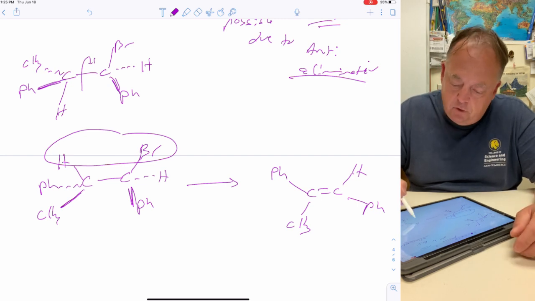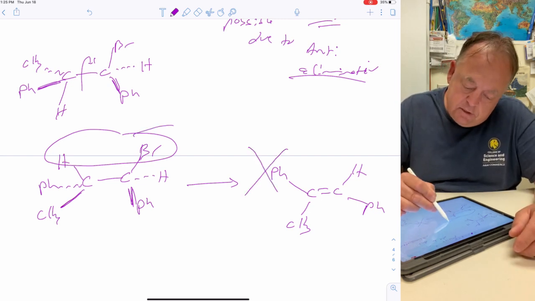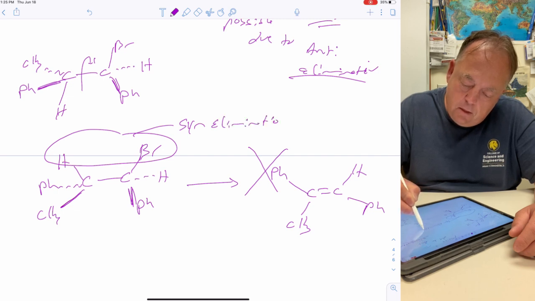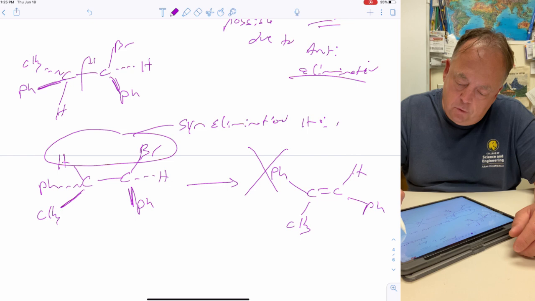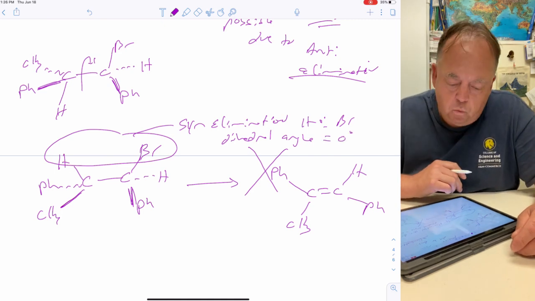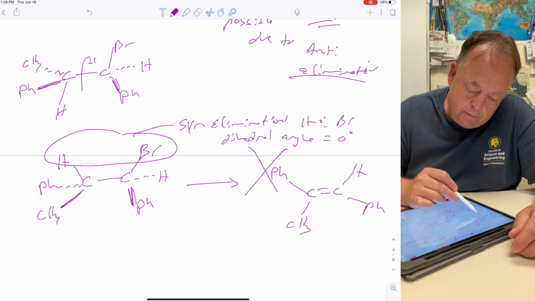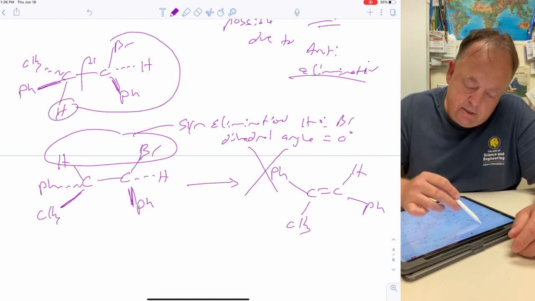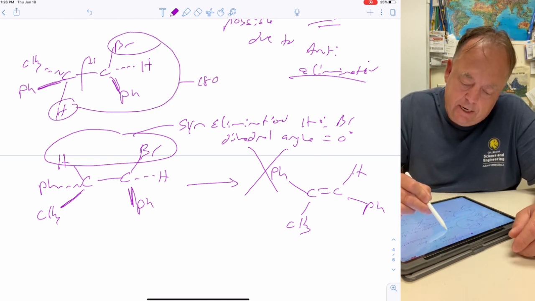that, the trans isomer, but this is not possible because this is what's known as a syn elimination. Right, with the H and bromine dihedral at 0 degrees, and that's not the way E2 reactions work. E2 reactions work by the hydrogen and the leaving group being 180 degrees apart.